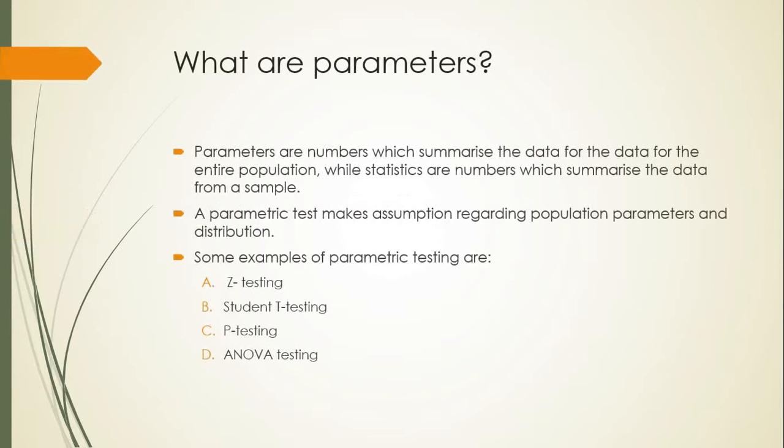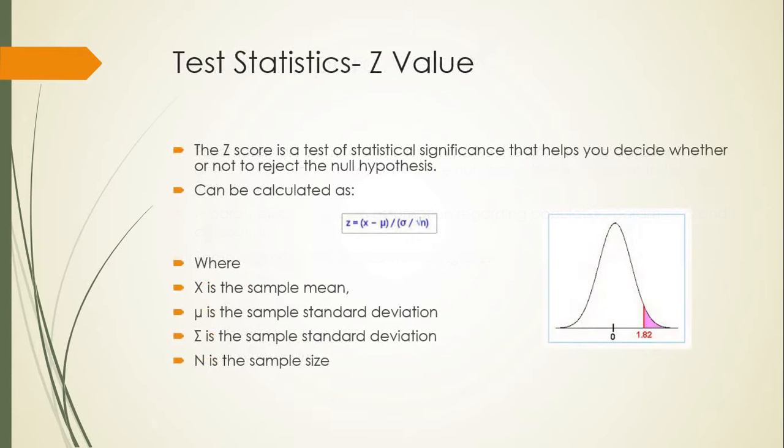So parametric testing. What are parameters basically? Parameters are numbers which summarize the data for the entire population, while statistics are numbers which summarize the data from a sample. A parametric test makes assumptions regarding population parameters and distributions. Some examples of parametric testing are Z-testing, student t-testing, p-testing, and ANOVA testing.